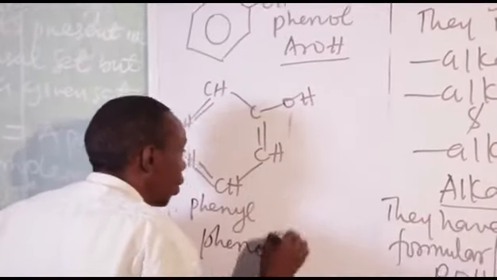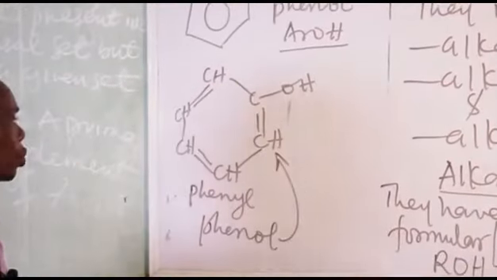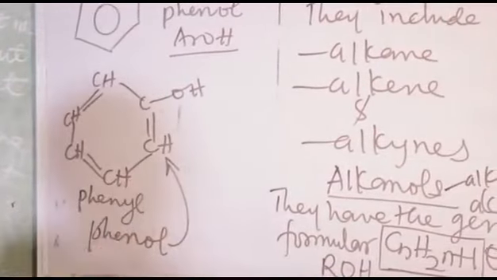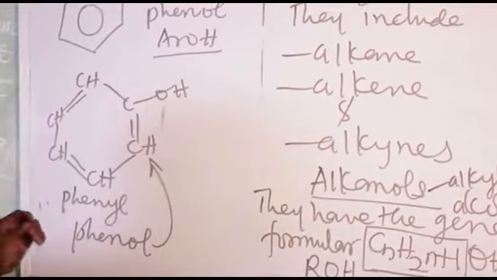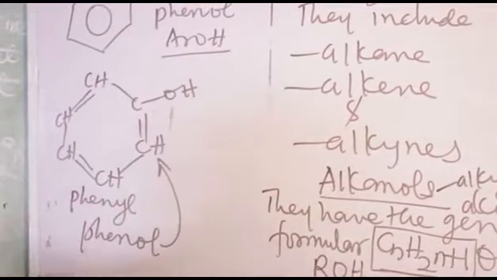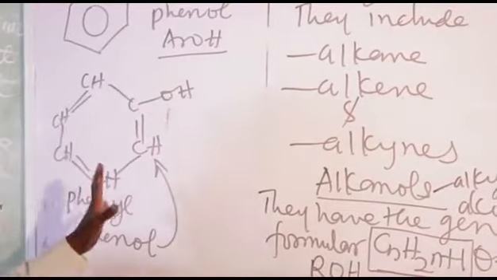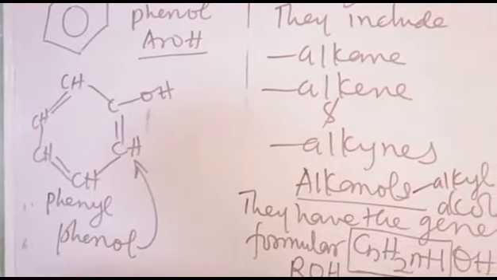So by name, this is phenol. You remove one hydrogen from benzene to get phenyl. By the time you now add OH to phenyl, you call it phenol. So you can see how OH attached to the cyclo group follows the same trend. They are still members of the alkanol group.